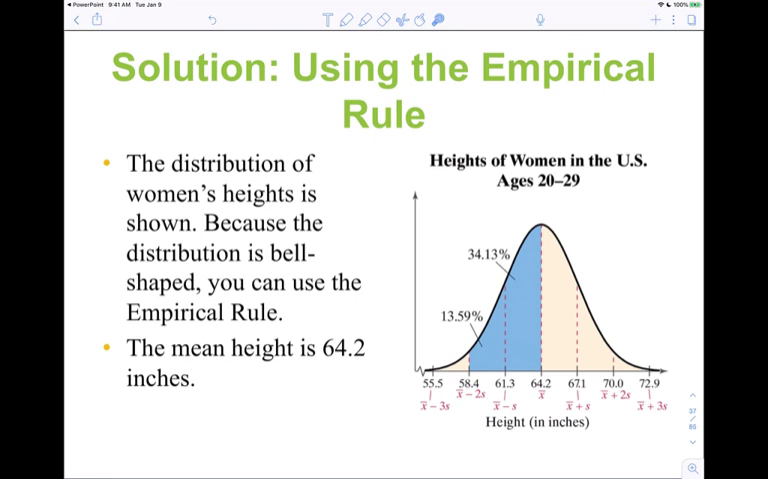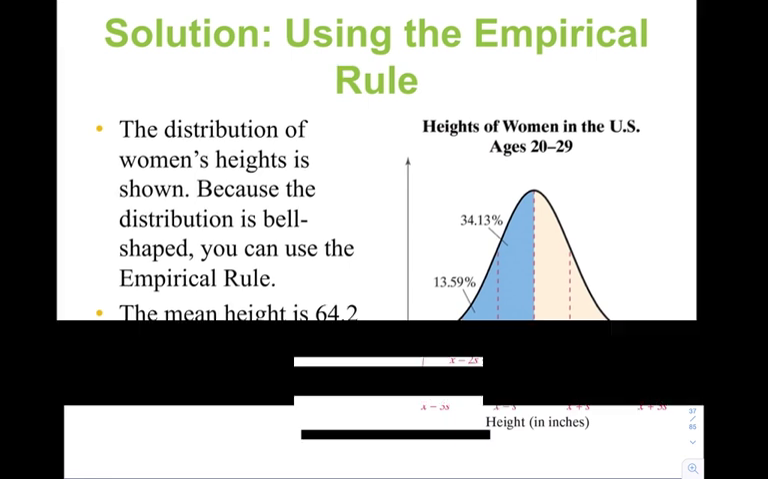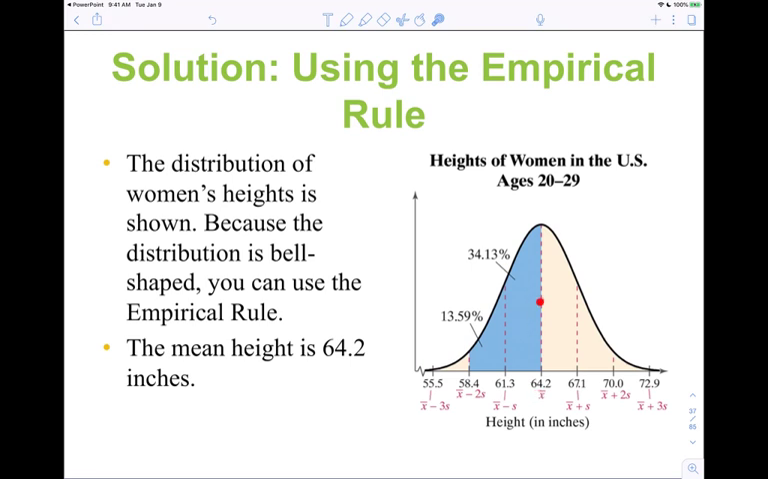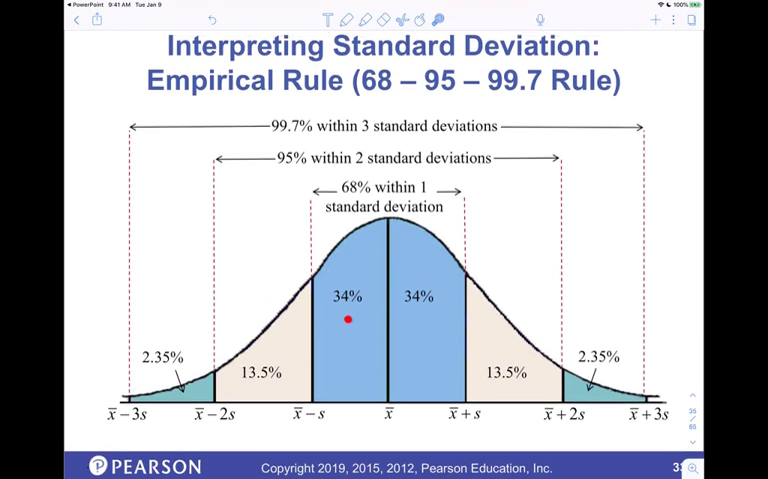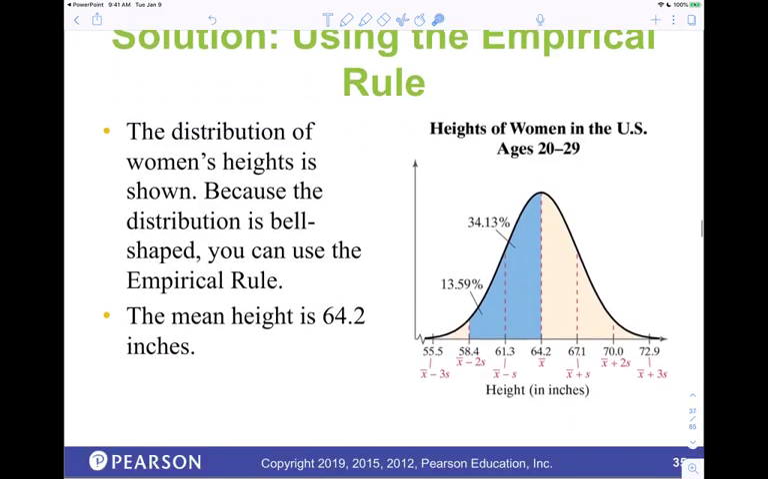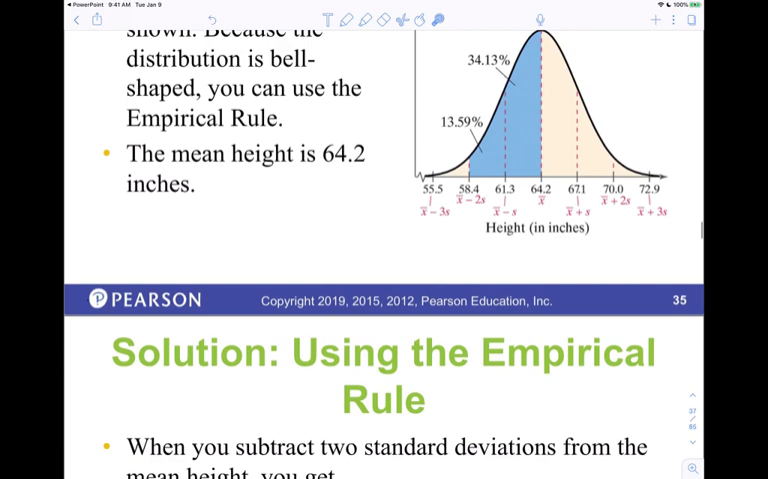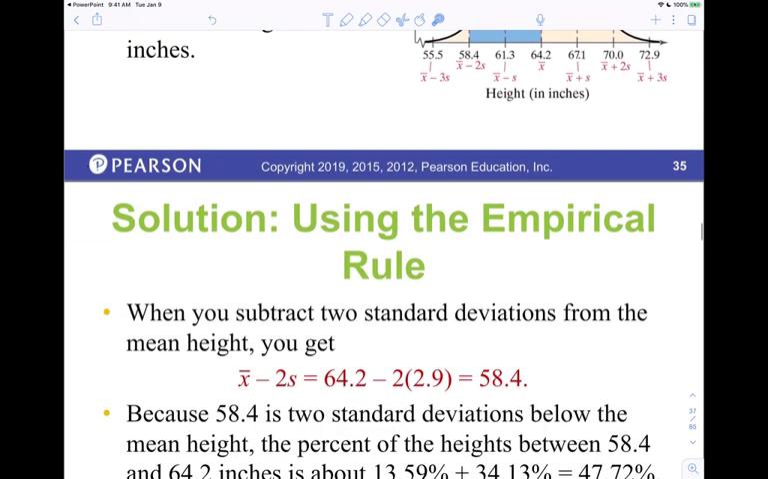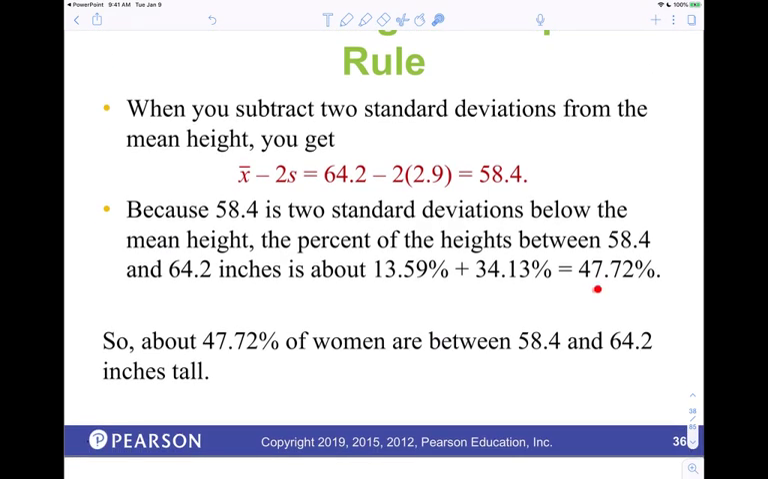So the question said, what percent of the women are between 58.4 and 64.2? This region is 34. These two together are like the 68. So this was the 34.13%. This one is going to be 13.59%. Then we add those two together, right? This is about 34%, 13.5. So these two together, 34, 44, 47.5 percent. Here it is. So about 47, remember we said 47.5. So about 47.72% of the women are between these, right? Okay, we're going to let that be.